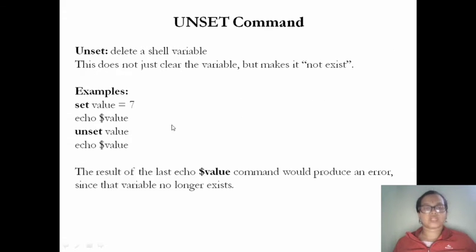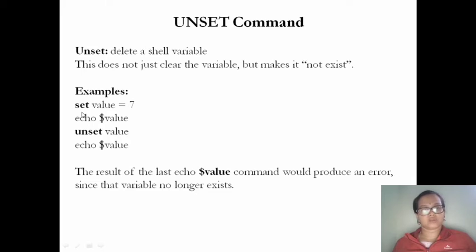After setting it, when you set some particular variable, there should be an option to release those things also. In order to delete the set thing, we have one more command called unset. The unset command will help us to delete a shell variable which is already set. This does not just clear the variable, but it makes sure there is no existence of that particular variable.